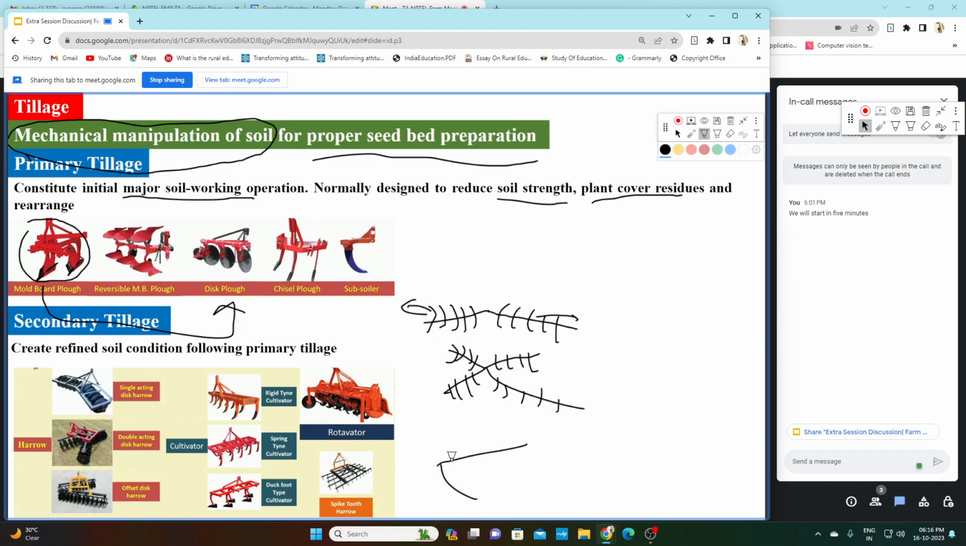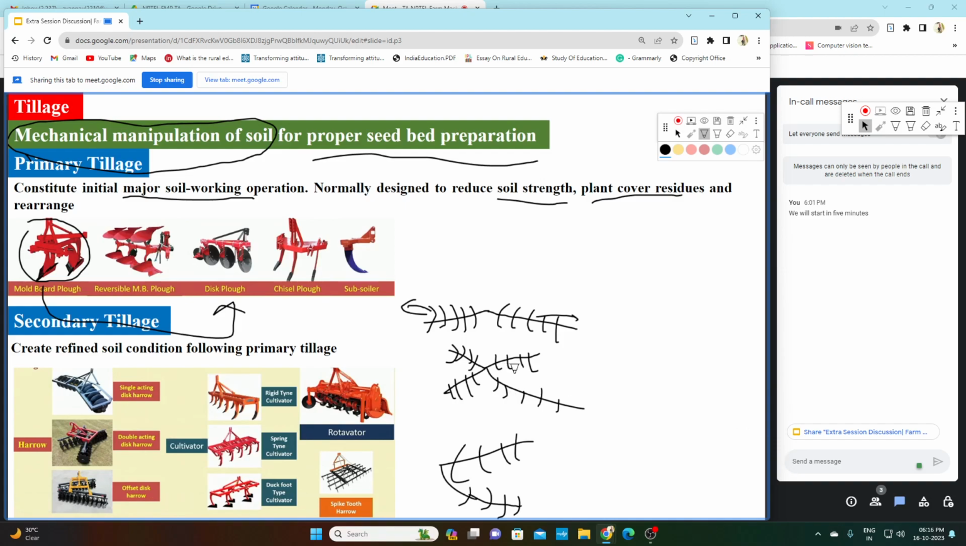If the front gang, this is a front gang and this is the rear gang, if the front gang is throwing the soil outside, then the rear gang will again throw the soil inside. So that is offset disc harrow.